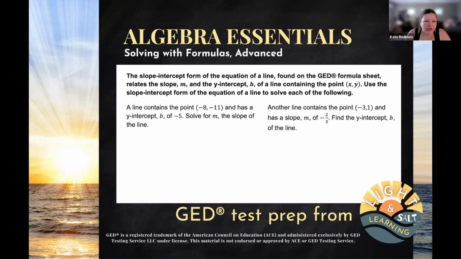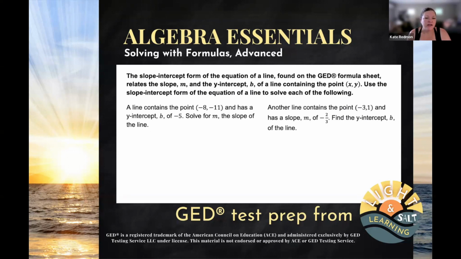the slope, m, and the y-intercept, b, of a line containing the point xy. Use the slope-intercept form of the equation of a line to solve each of the following. Okay, those bold directions I included to just give you enough information to work this problem, even if you don't know much about lines. But this next part is what a problem would probably look like on the test.